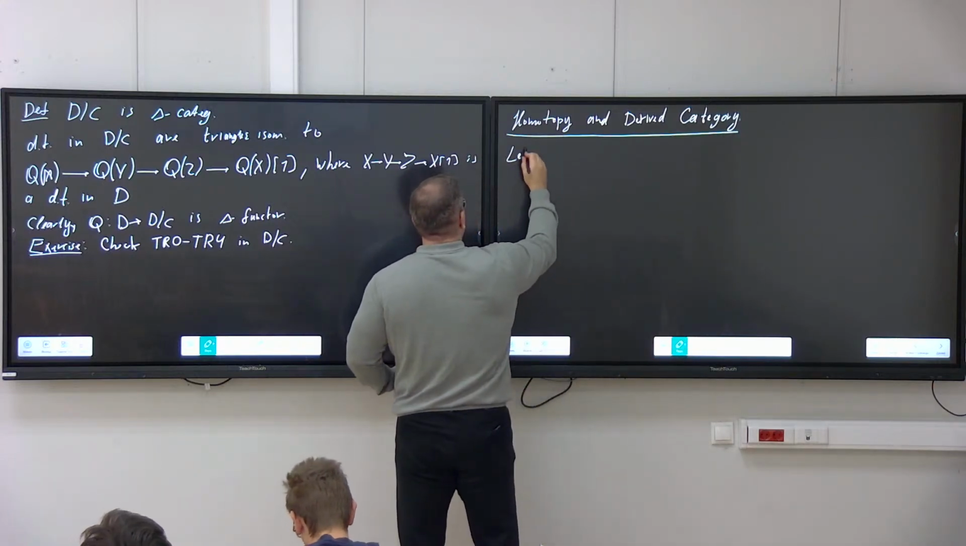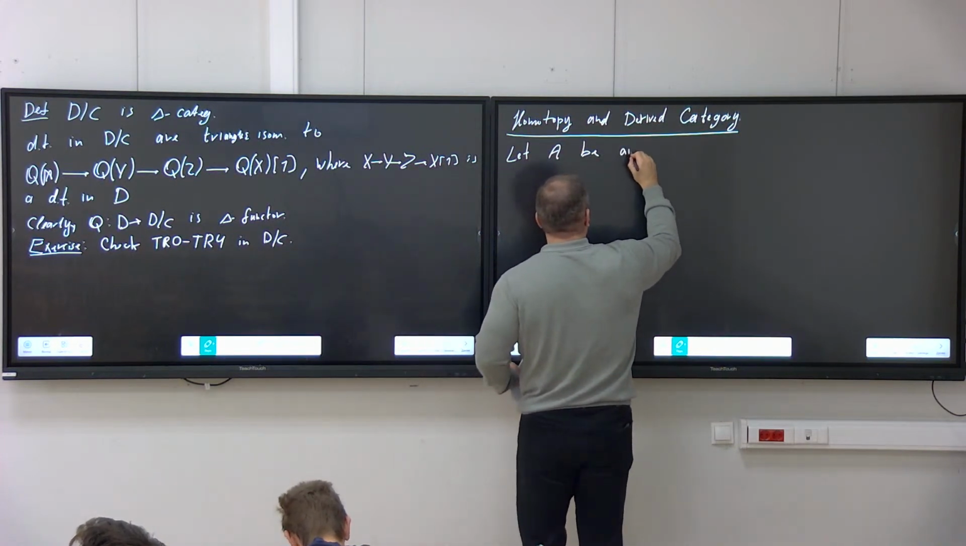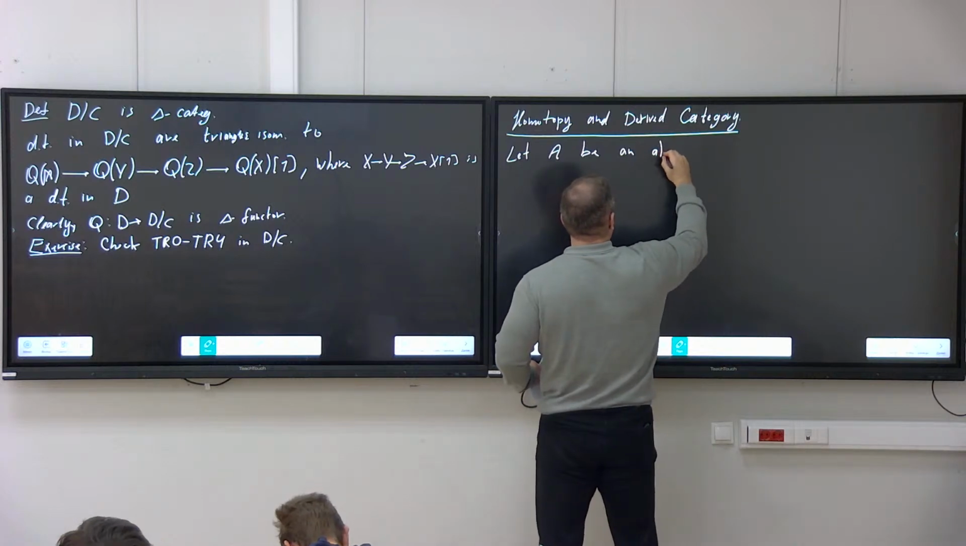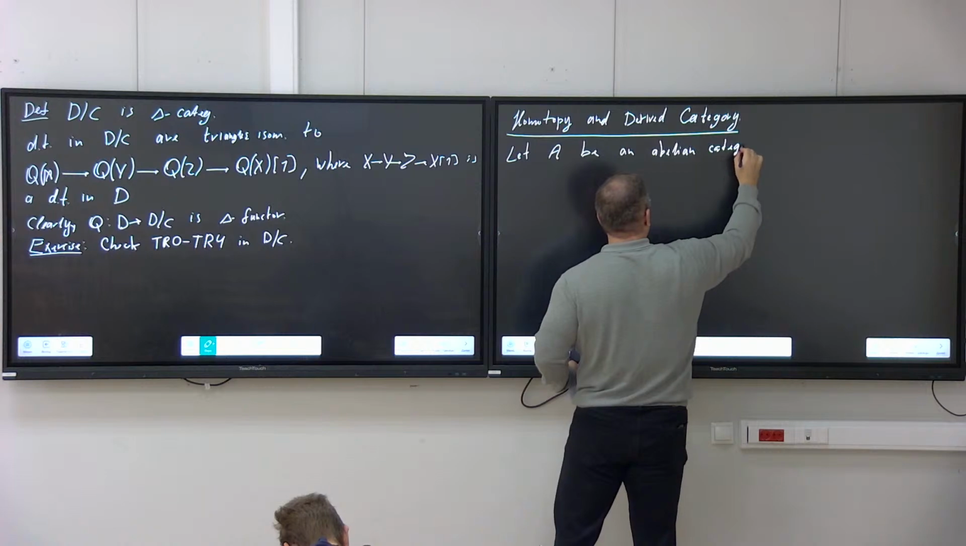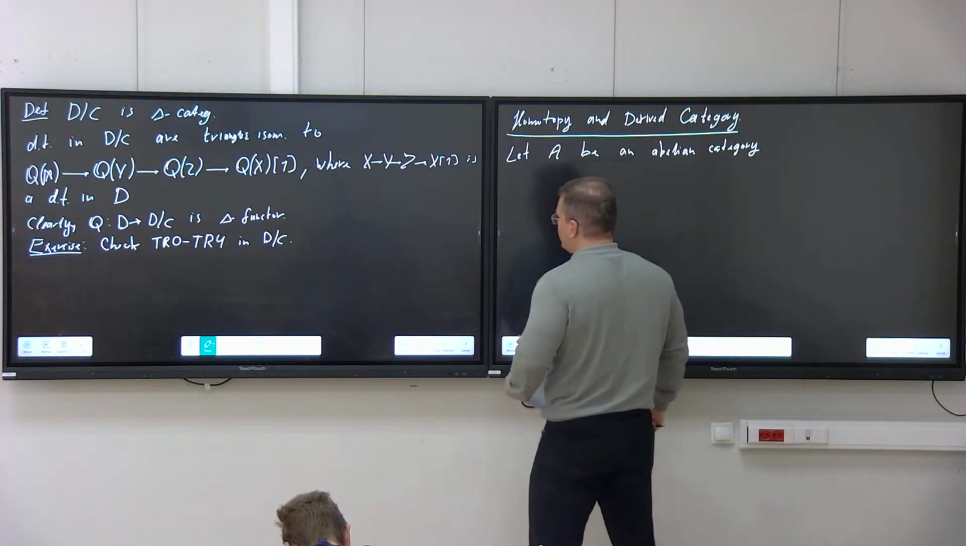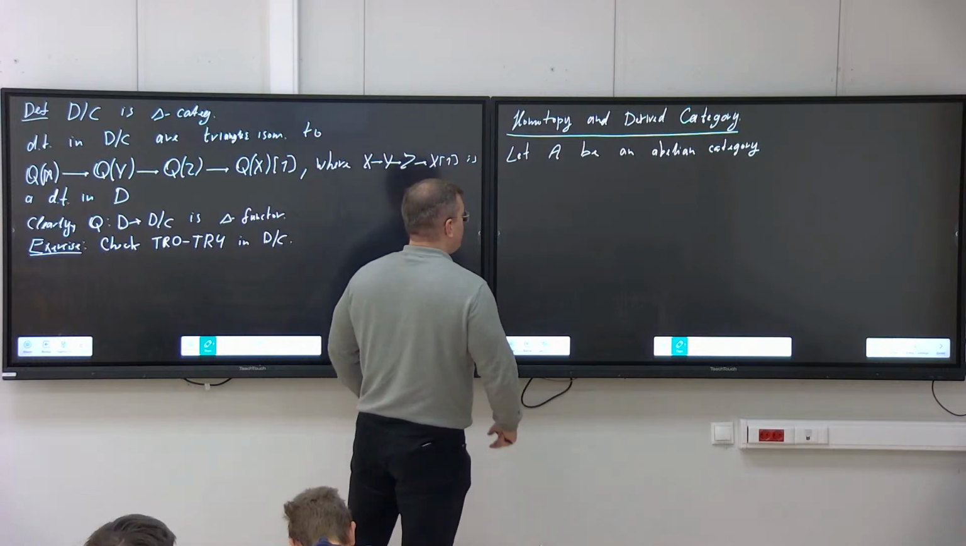So let A be an abelian category. You can do this a little bit more generally. You can take an exact category, but in this case we only consider the abelian category case.